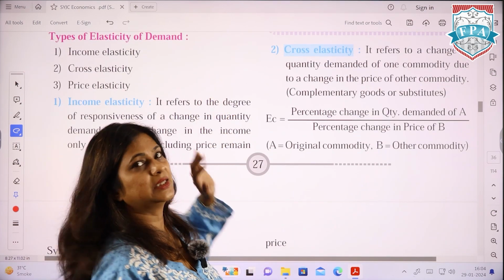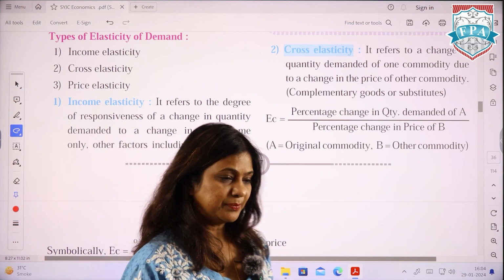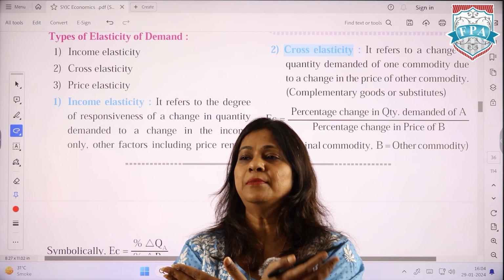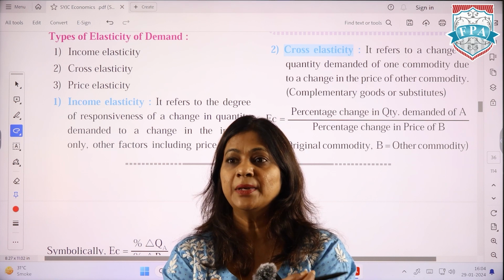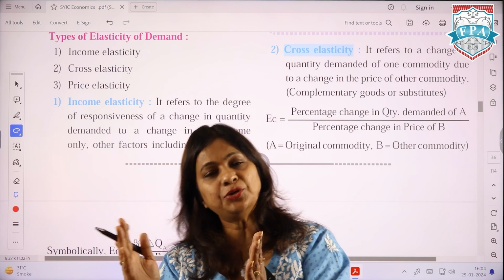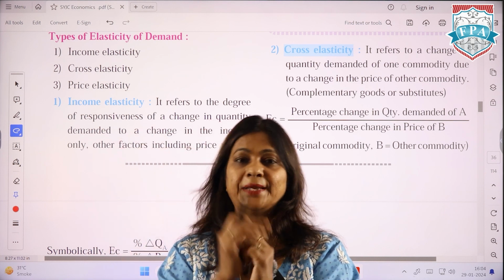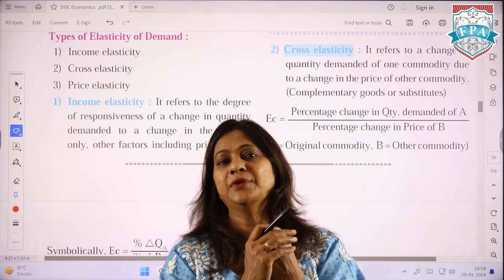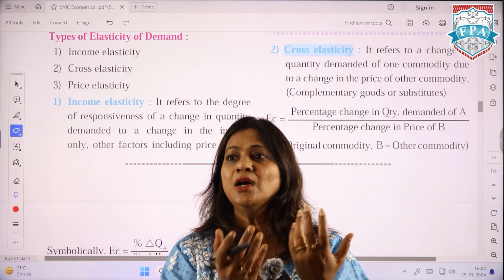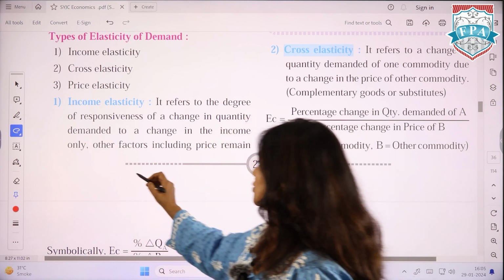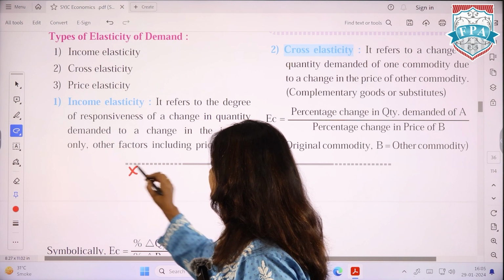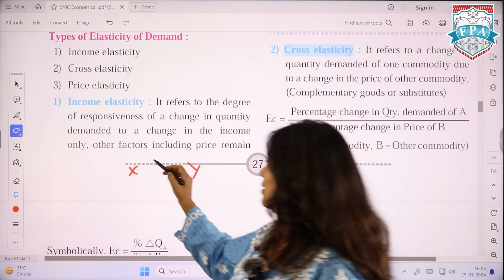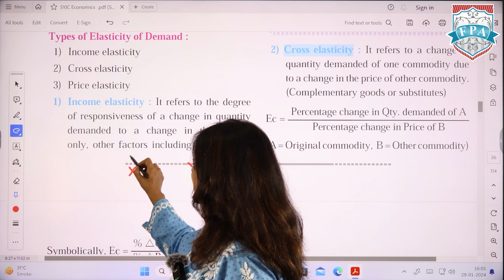Coming up to cross elasticity, it is asked very often in exams. Cross means I am trying to find out a relationship: if there is a change in the price of a substitute good or complement good, what difference does it make to the demand for your product? What's the change which happens? For example, there is good X and it has got a perfect substitute Y. Now the price of good X is 10.